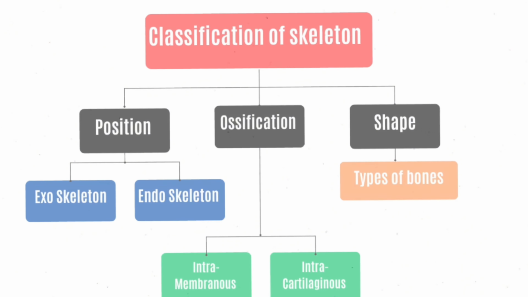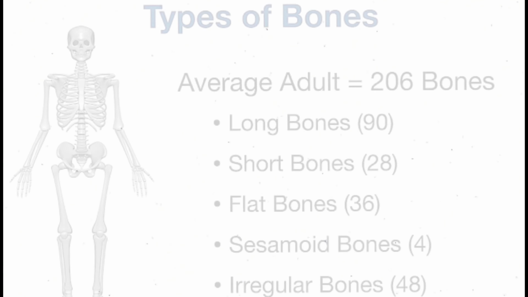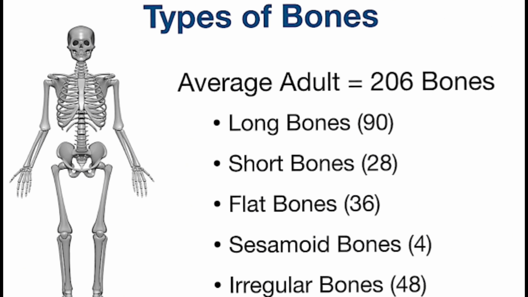Now let's start with the third type of classification: classification of the skeleton according to the shape. We have many types of bones. We have 206 bones in our human body. 90 of them are long bones. The humerus and femur are examples of long bones in our body.